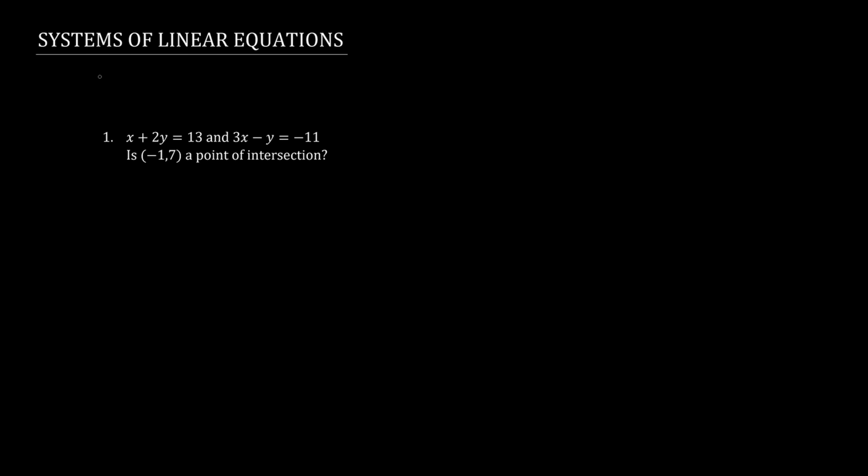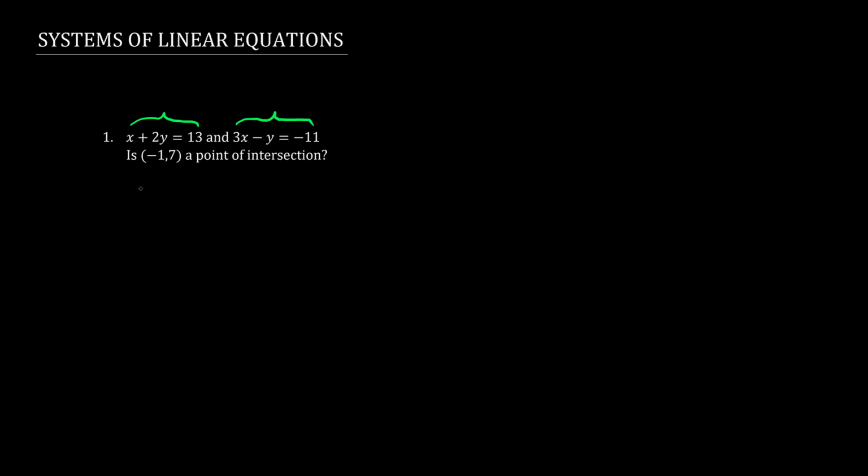Let's practice some systems of linear equations problems. Question number 1. x plus 2y equals 13 represents your first line. And this here, 3x minus y equals negative 11, represents your second line. Is negative 1 comma 7 a point of intersection?